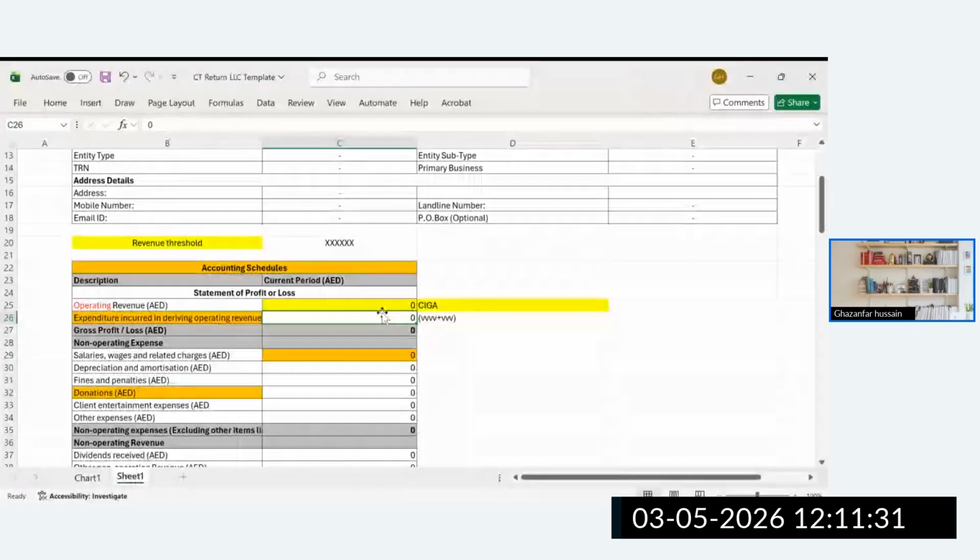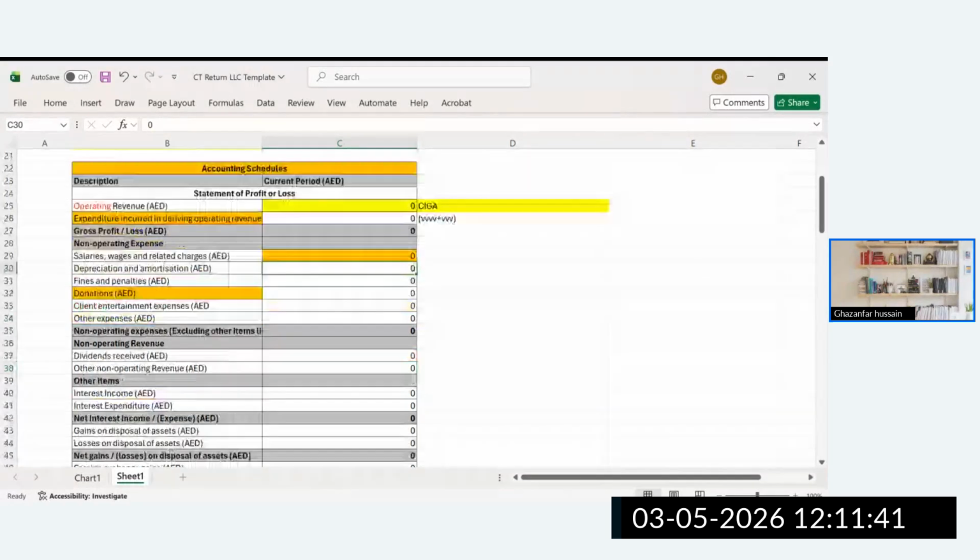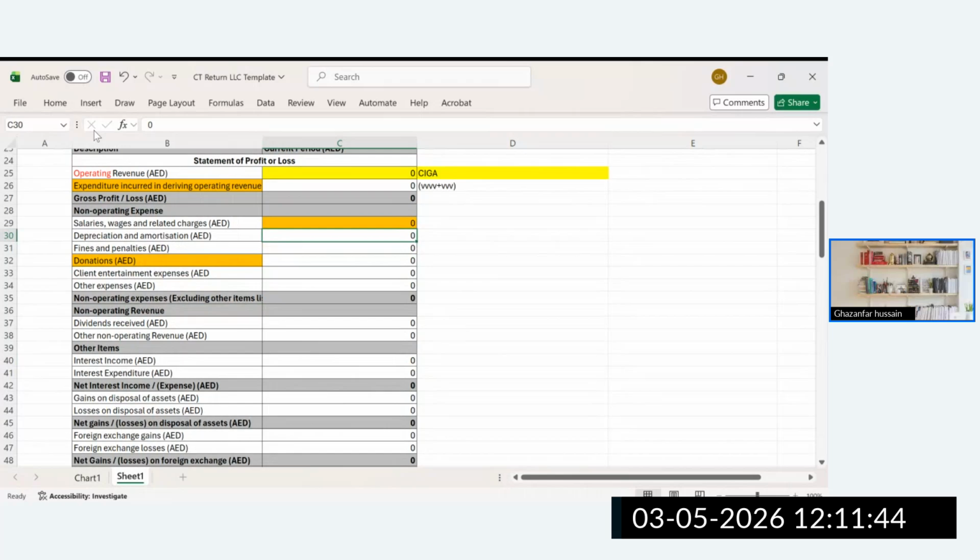We covered this figure. Now the depreciation and amortization. Please check the depreciation and amortization, calculate it, and add it over there.